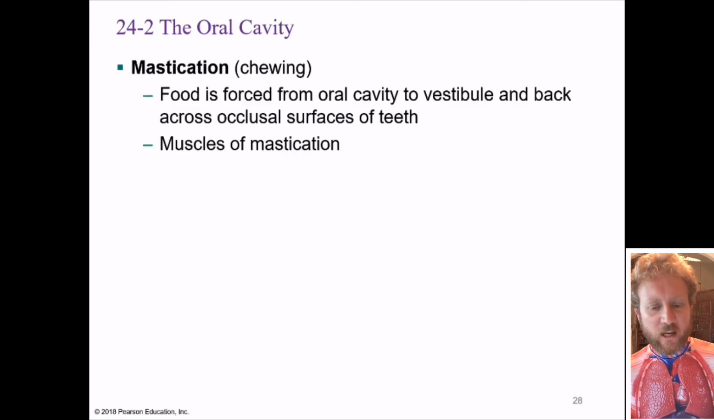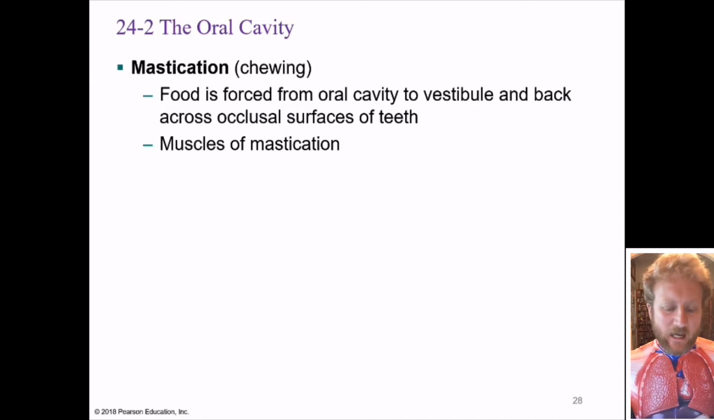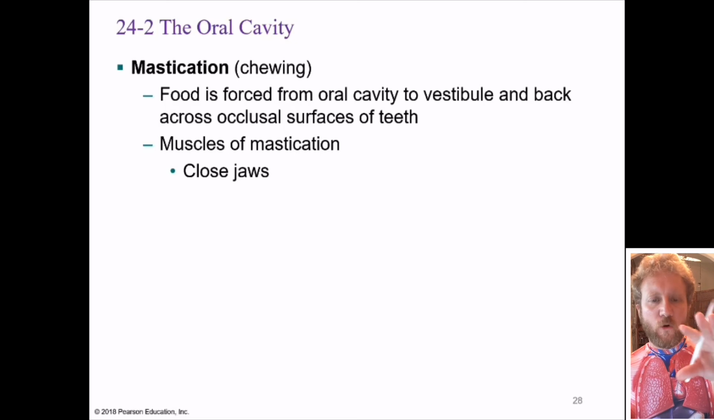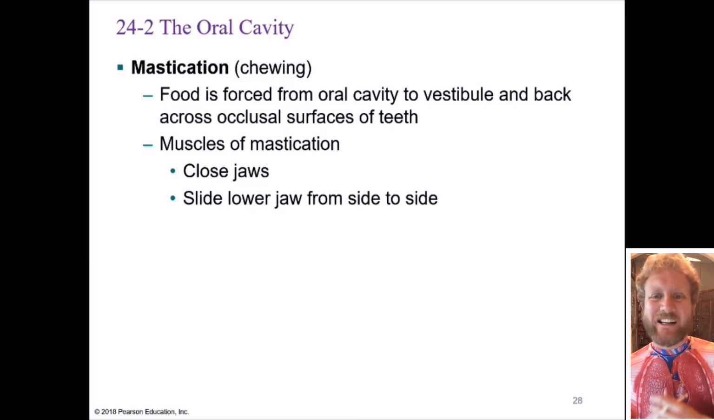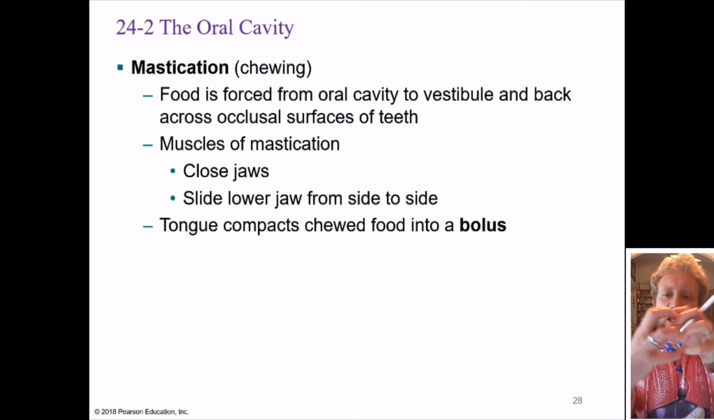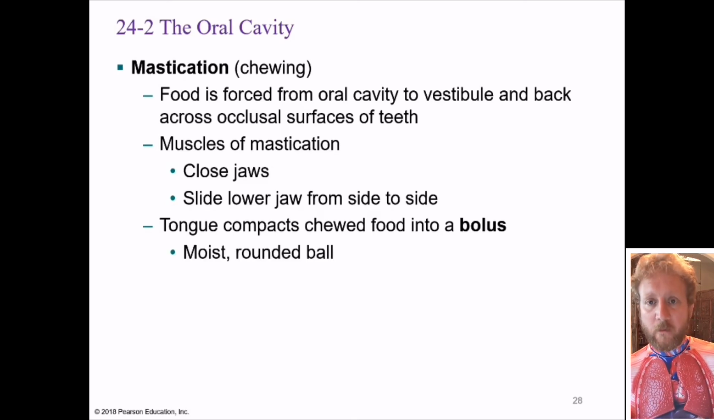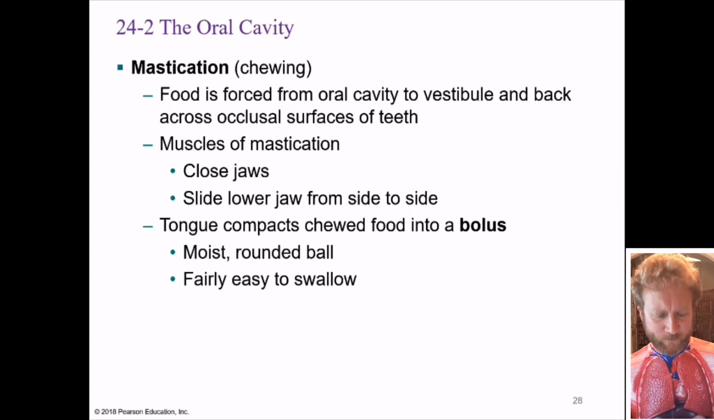And so basically what you're doing is food is sort of moved around and eventually forced back away from the vestibule, which is sort of this space here in the front, to the back across the occlusal surfaces of your teeth. Muscles for mastication will move your jaw up and down like this. Also move it side to side, so when you're chewing, kind of doing that, you got this sort of circular motion going on. The tongue is also going to compact the food as you're chewing it into that bolus and start to move it back towards the back of the mouth, making it easy to swallow.